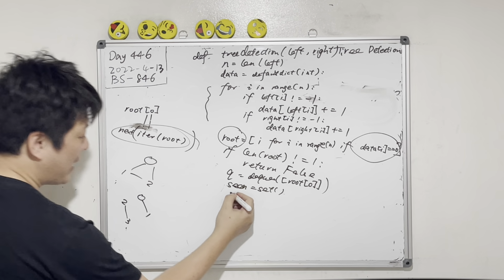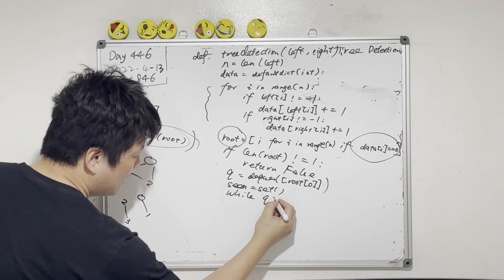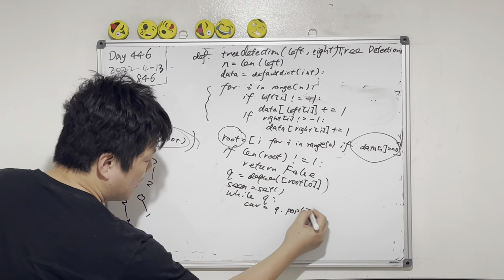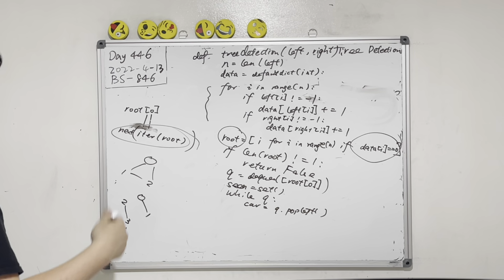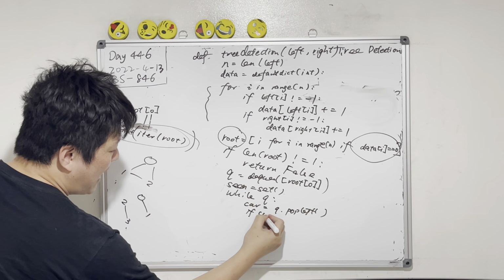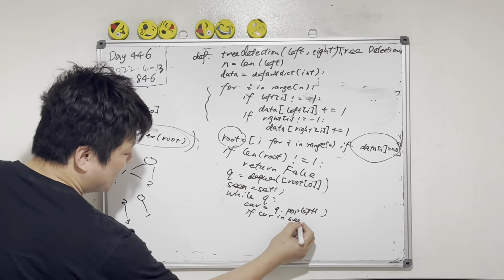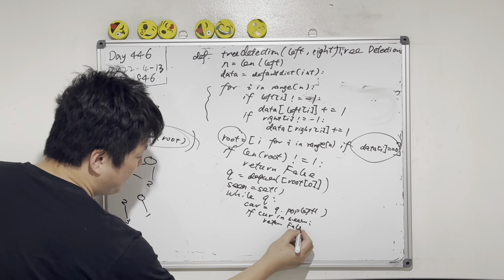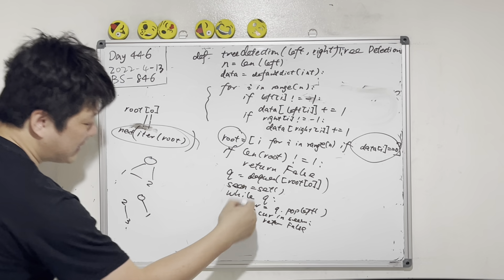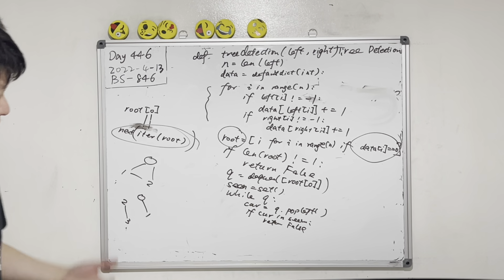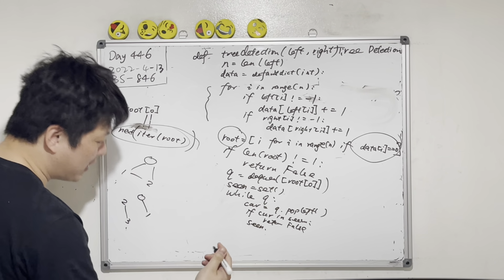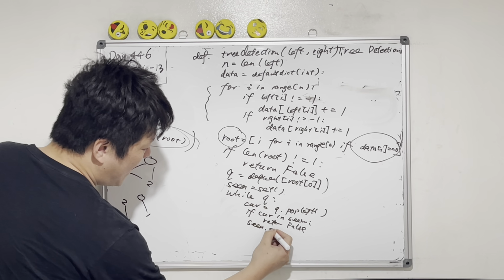Then while the queue is not empty, current equals queue.popleft. And then if current is in seen, we have seen this before, then we need to return false. Why is that? Because if we have seen this node before, that means there's a cycle. So we return false. Otherwise, we need to put it in the seen table. What's seen? It's a hash set. Seen.add(current).